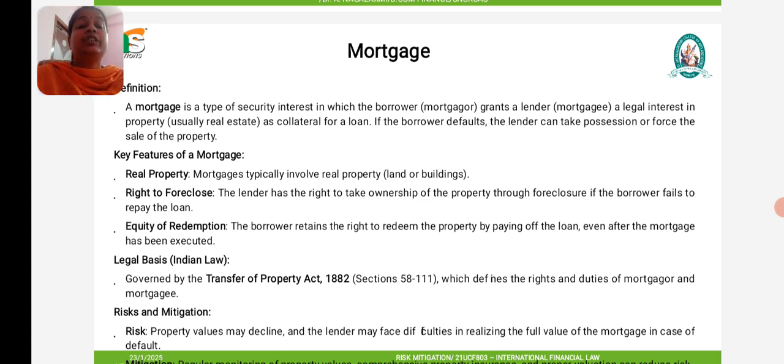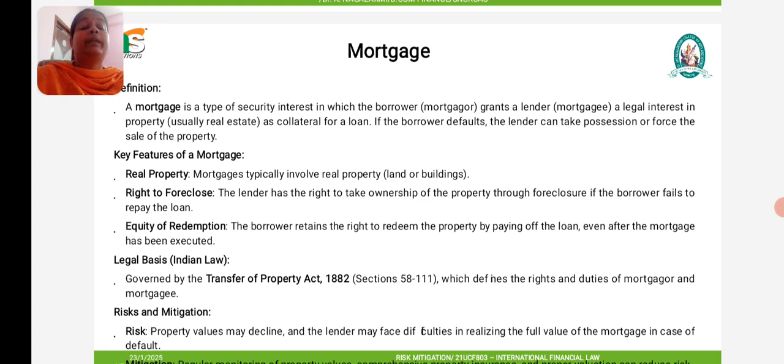Key features of a mortgage. Real property. Mortgages typically involve real property, that is land or building. Right to foreclose. The lender has a right to take ownership of the property through foreclosure if the borrower fails to repay the loan. Equity of redemption. The borrower retains the right to redeem the property by paying off the loan even after the mortgage has been executed.